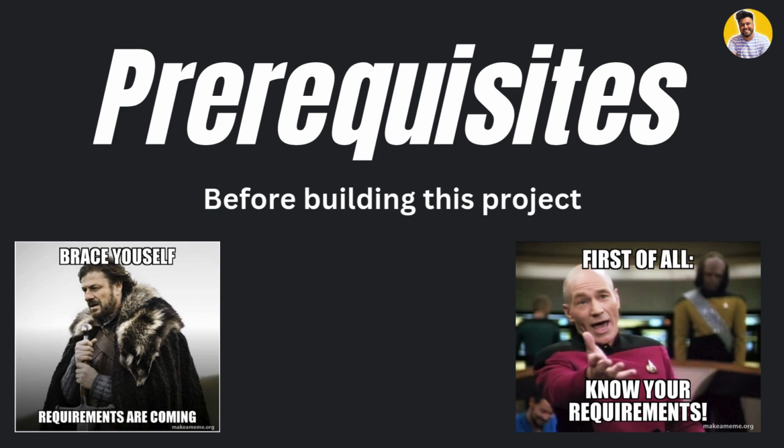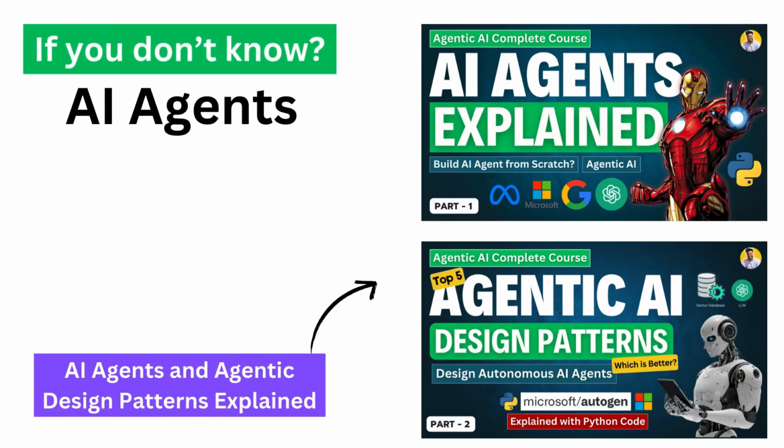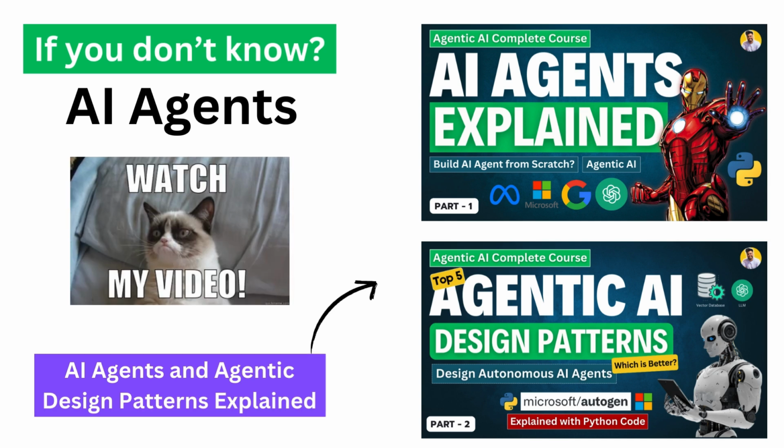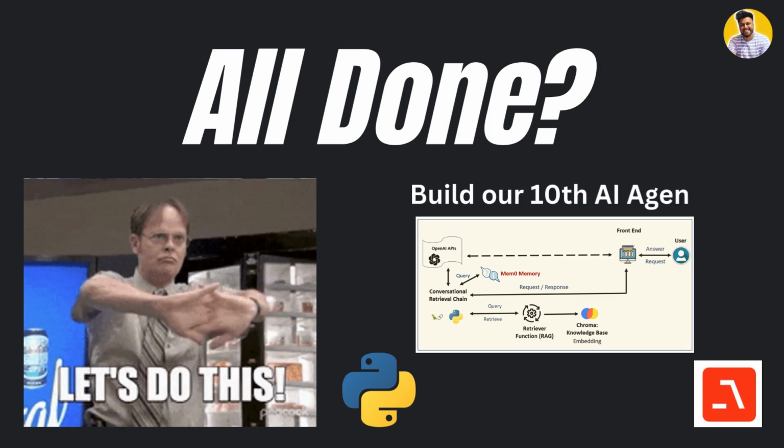Now, get all the prerequisites of this project. Get them all, and listen and learn carefully. First, you need to know about AI agents: what they are, how they work, and what the agentic design patterns are. You have to watch these two videos on AI agents to get yourself familiar with AI agent workflows and designs. After all this is done, let's create our 10th AI agent that can add memory to your AI agents.